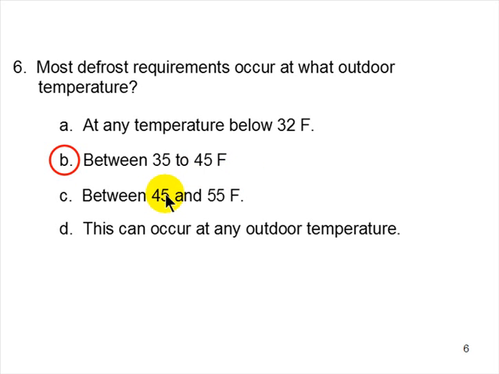Not that defrost can't happen at 45. Obviously, it can. But this is a better answer, okay? That's the way you want to look at these questions on the exam, okay?